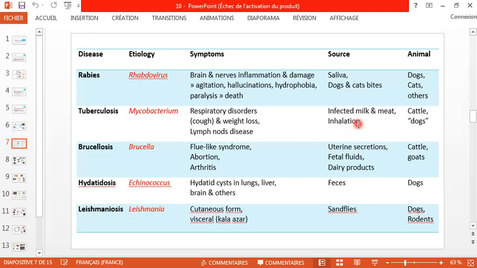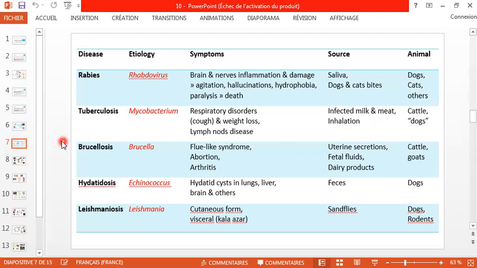Okay, and the inhalation of Mycobacterium in general occurs between dogs and human beings. Whereas for cattle, how can cattle transmit Mycobacterium to humans? This case is via infected raw milk and meat, okay? But inhalation is in general related to dogs.